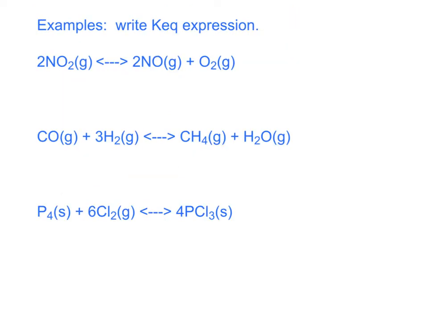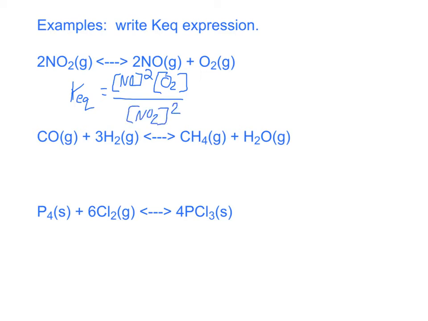All right, so here are 3 equilibrium constant expressions that we're going to write out for you. The first one is of nitrogen dioxide in a reversible reaction forming nitrogen monoxide and oxygen. Notice they are all gases. So the Keq for this is going to be the products divided by the reactants. It's going to be the concentration of NO, and notice there are 2 NOs, so we have to square it, times the concentration of O2, all divided by NO2 raised to the power of 2.